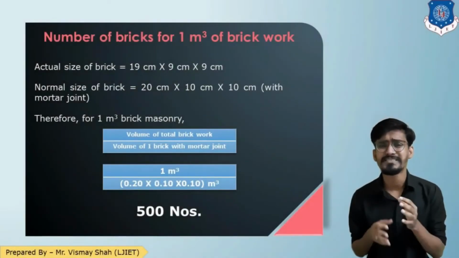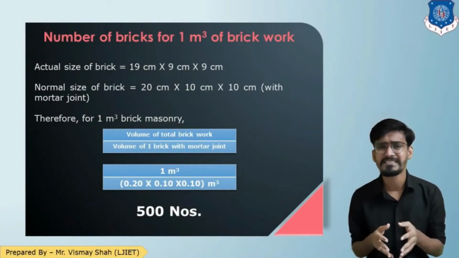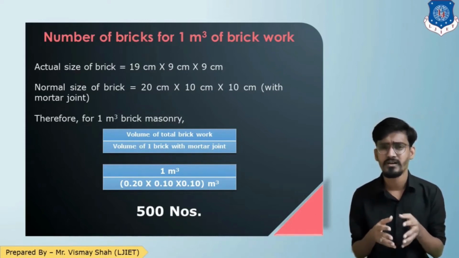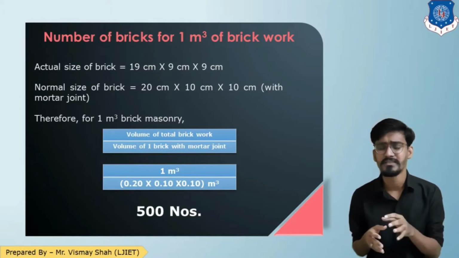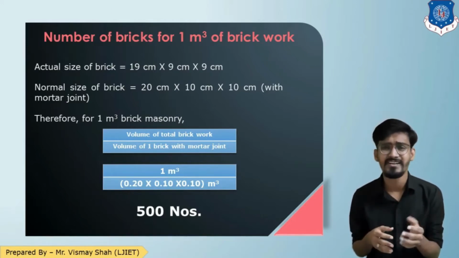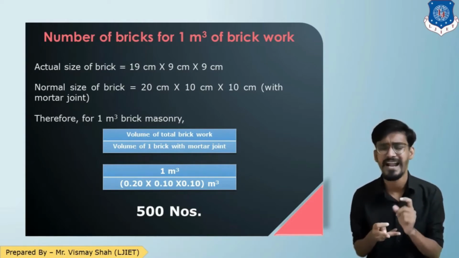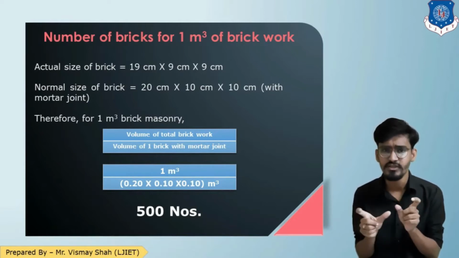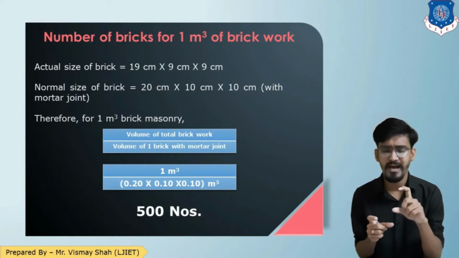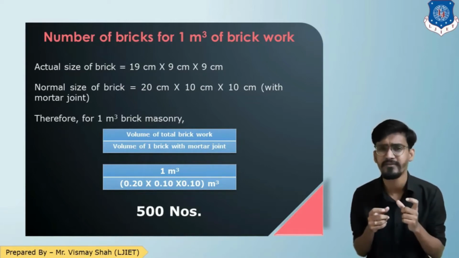Let us start. As you know, the actual size of the brick is 19 centimeter cross 9 centimeter cross 9 centimeter. That is our actual size of brick. Now students, generally on site the actual brick size is slightly different. It is measured in inches, 9 inch, 4.5 inch, and in the height it is 3 or 3.5 inch.